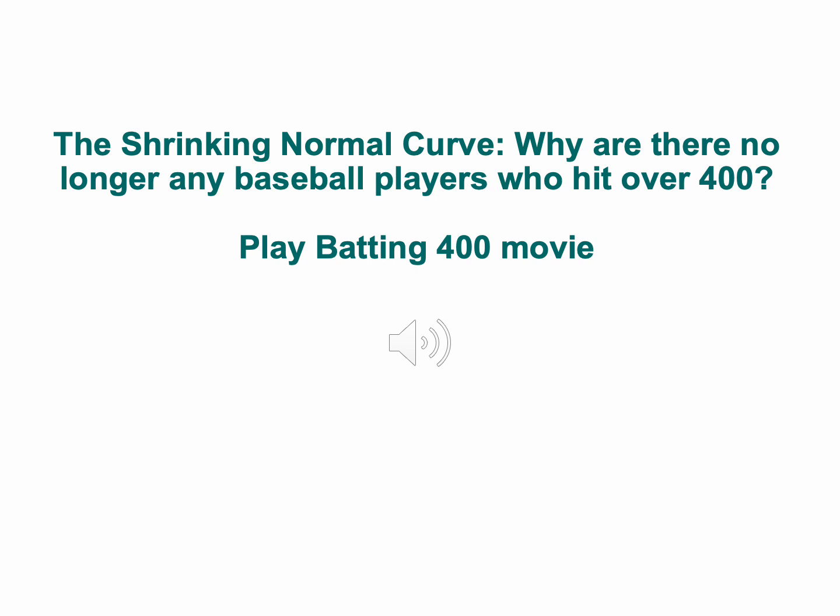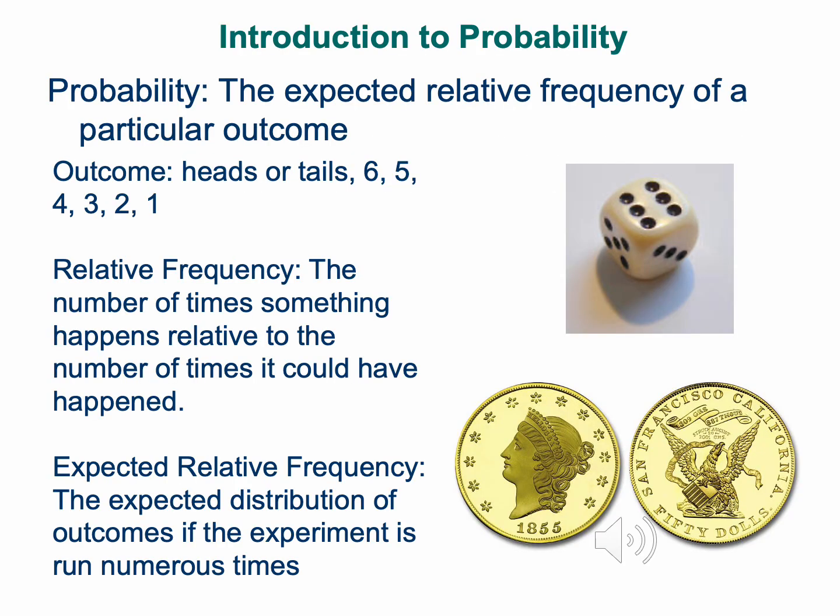At any rate, the movie explains it all. So go to the course website for this unit, and you should see a link there to a movie called Batting 400, The Normal Curve and Probability.